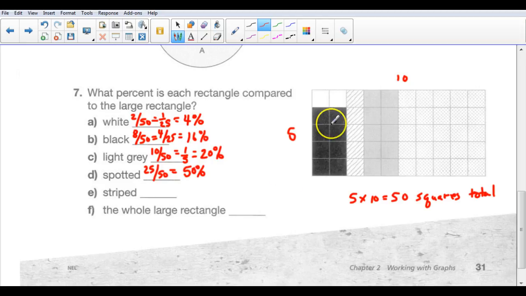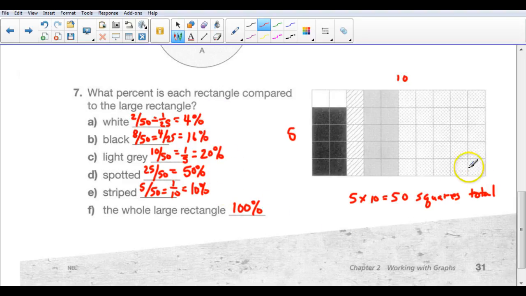Okay? Striped. 1, 2, 3, 4, 5. So we have 5 out of 50 are striped. Okay? And 5 out of 50 is the same as 1 out of 10, which is equal to 10%. Okay, now, if we've done our mathematical calculations correctly, when I add all of these up, they should add up to 100% of the square. So the whole large rectangle we know has to equal 100%. So let's add these up. I've got 10 plus 50 is 60, plus 20 is 80, plus 16 is 96, plus 4 is 100. So here, all of those add up to 100, which they should.